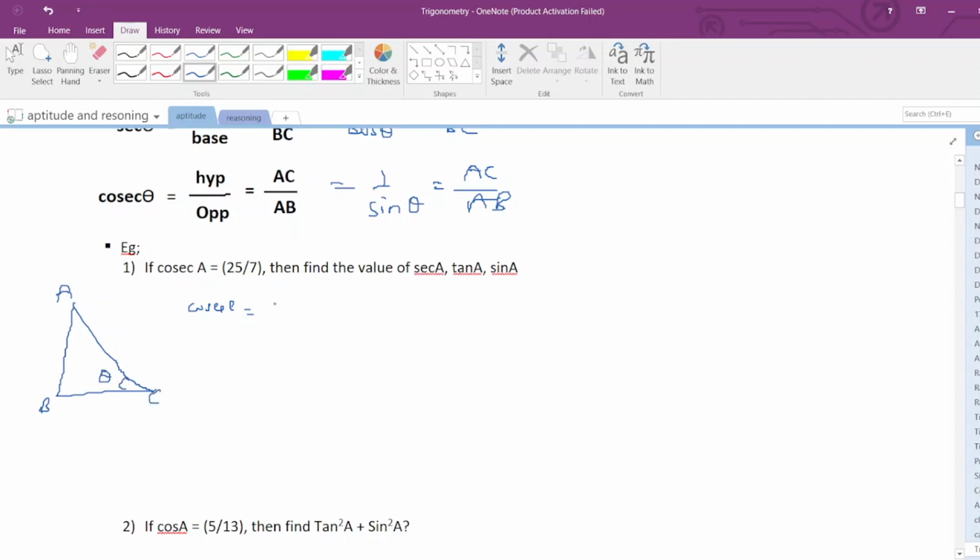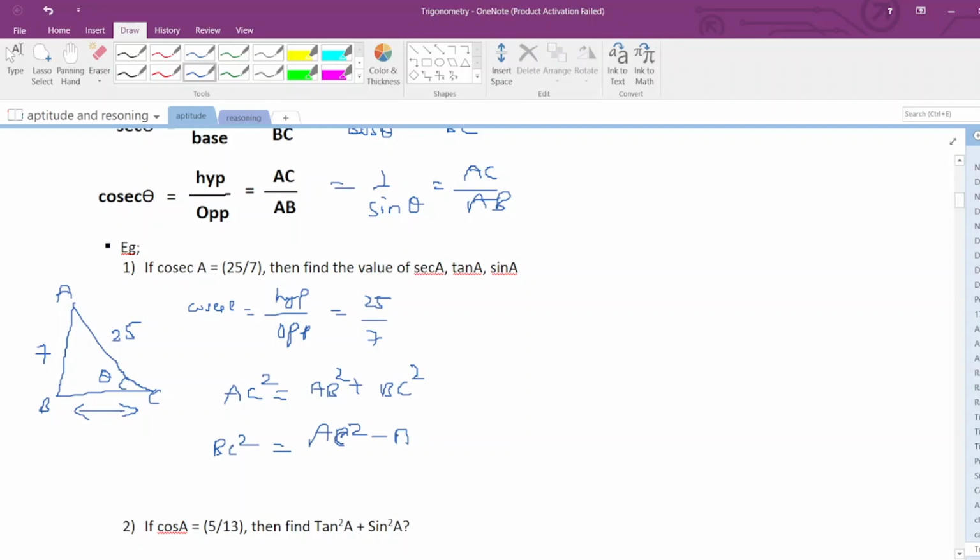Cosecant is equal to hypotenuse by opposite side, right? So hypotenuse is 25, as they gave 25 by 7, and the opposite side is equal to 7. We need to find this value. How to find it? We know the Pythagoras theorem: hypotenuse square is equal to side square plus side square, AB square plus BC square. So we need BC square, so put BC on one side and send AB to the other side.